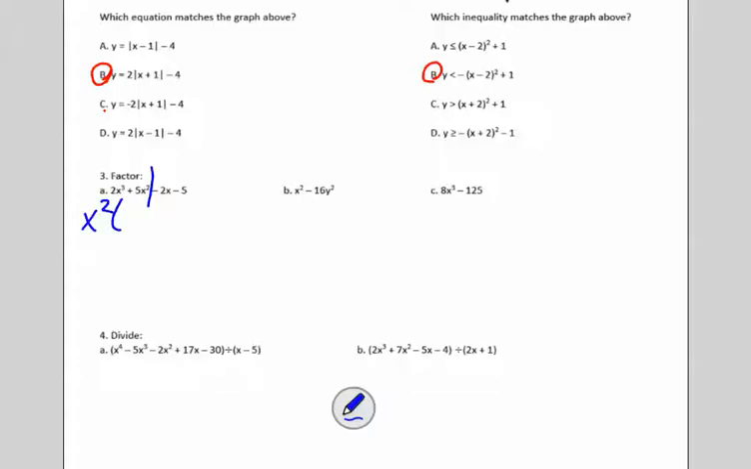X squared times what gives you 2x to the third? I need a 2, and I need another x. X squared times what gives me 5x squared? I just need the 5.